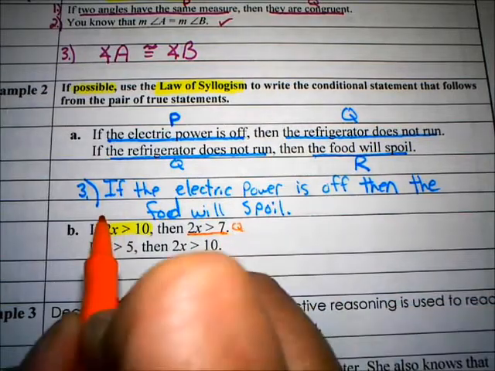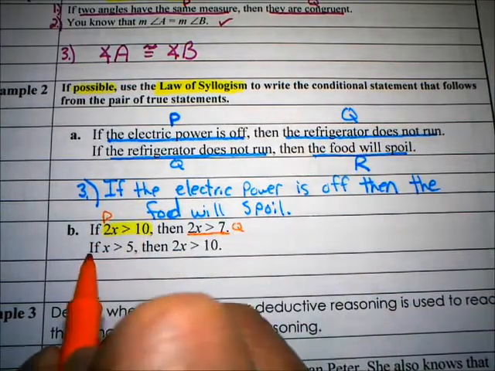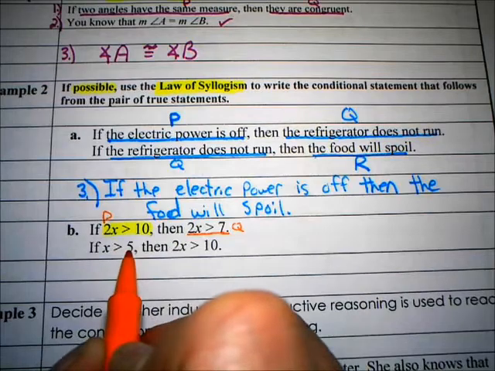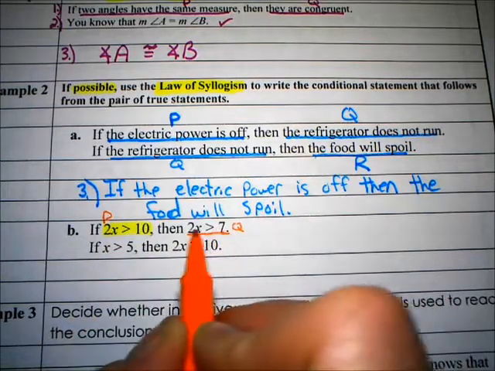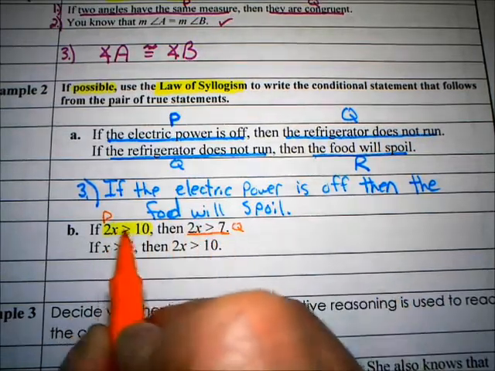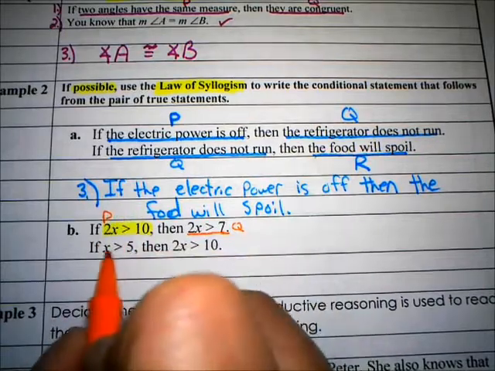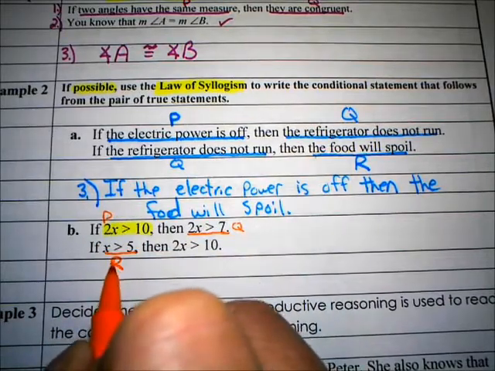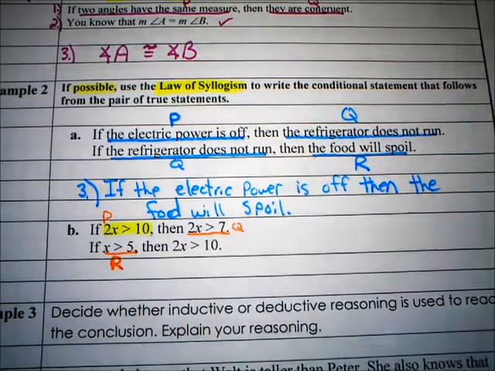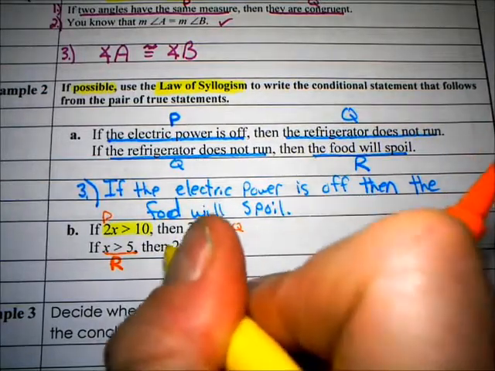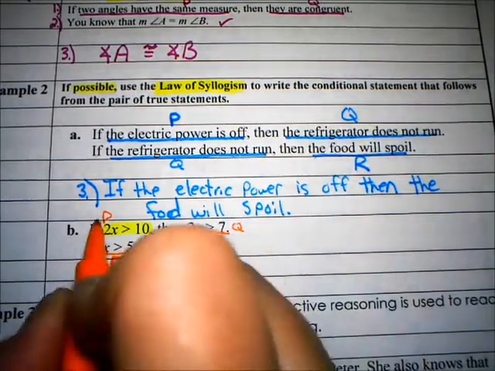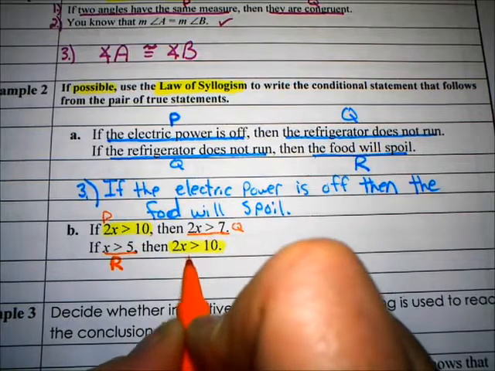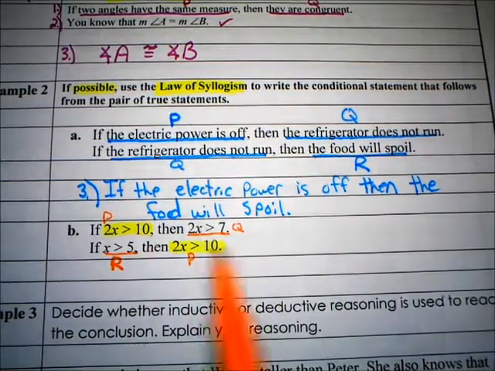Then it says if x is greater than 5. Well, if I'm looking at this, I don't see that in either one of those. So that means this is my R. It's a new statement. And then once again, it has 2x greater than 10, which happens to be my P. Is this following my sequence?